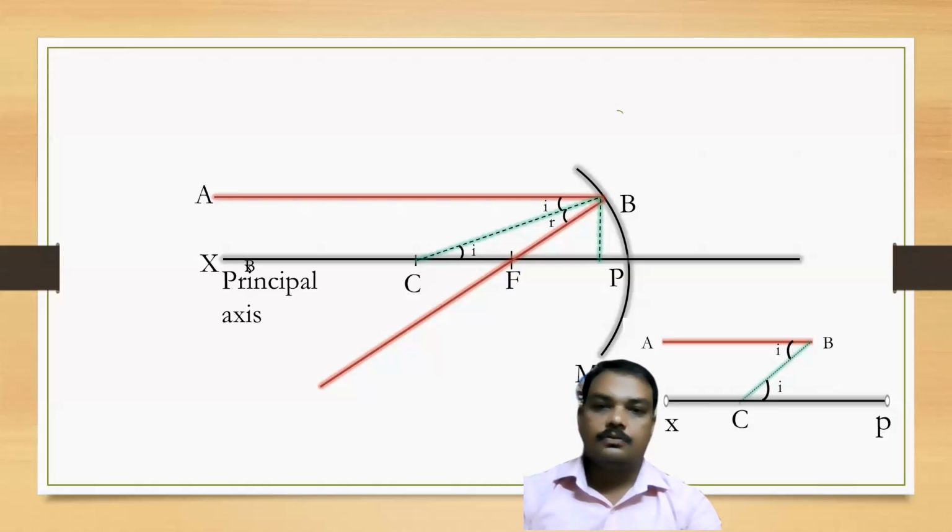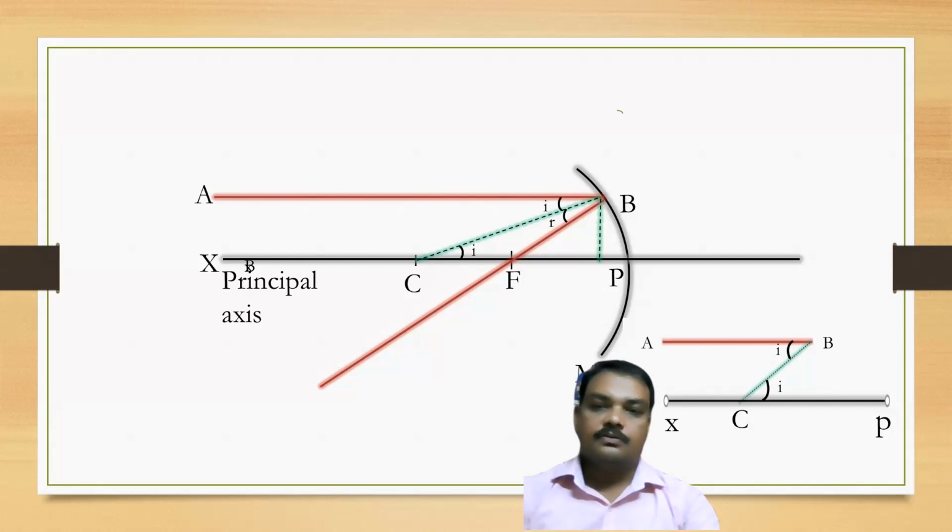Now we have to go to parallel lines and transversal properties. When it is observed in this figure, there are two parallel lines, because the incident ray strikes the mirror parallel to the principal axis. So let us take the incident ray AB and the principal axis XP; these two are parallel. And the normal which is drawn from B to the center of curvature, BC, becomes the transversal.